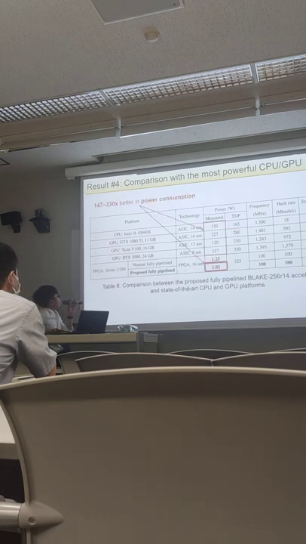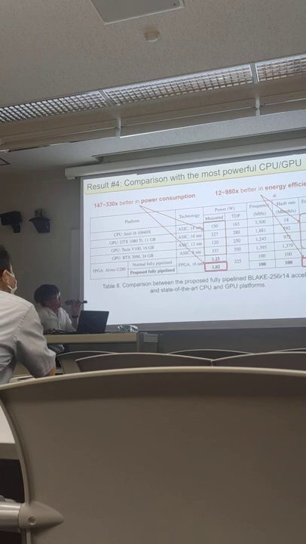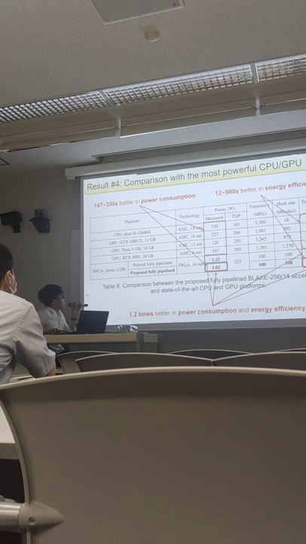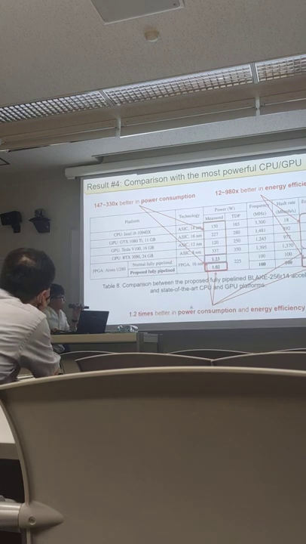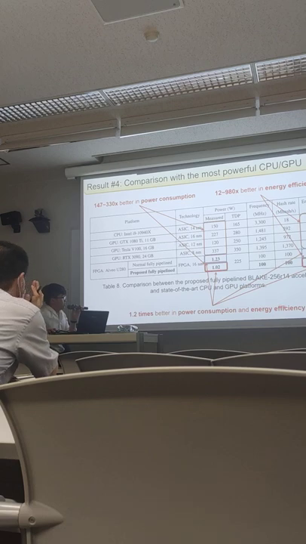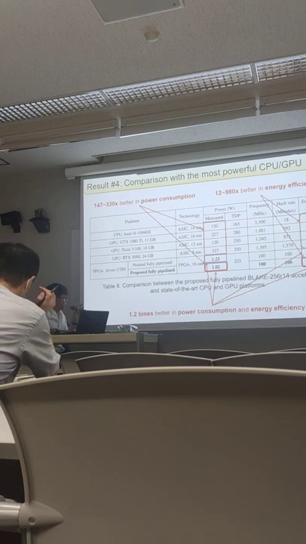So as you can see here, our accelerator is more than 100 times better in power consumption, and more than 20 times better in energy efficiency when compared to the CPU or GPU. And here, this normal fully by light means the fully by light with only the ID1, and here is the ID1, 2, 3. When compared to it, our accelerator is 1.2 times better in power consumption and energy efficiency. 1.2 times here is similar to 20%.